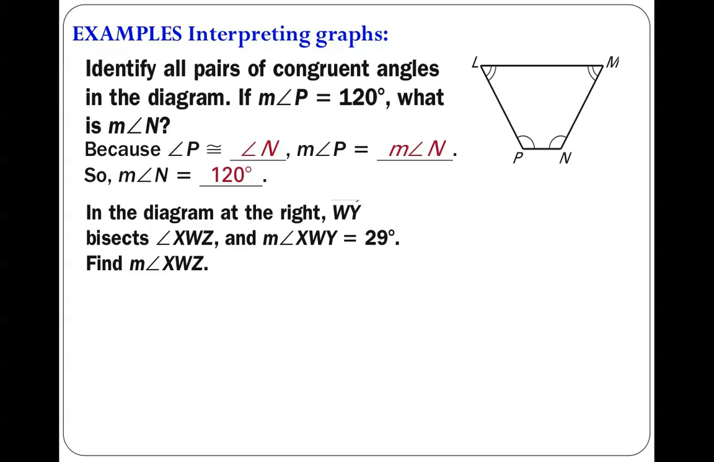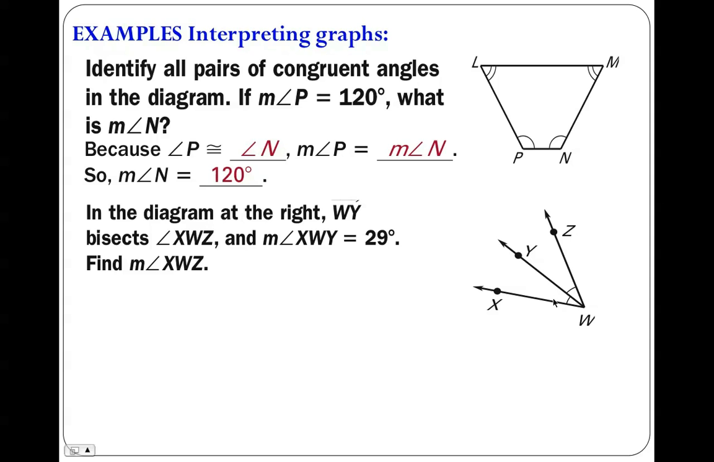Oh, excuse me, there's another one here. Apologize for that. There's one more. Here's another one. They say in the diagram at the right, it's missing the ray here, but WY bisects. So what do you think bisects means? Think about bisecting something. It's coming through here and it's splitting it into two equal pieces.